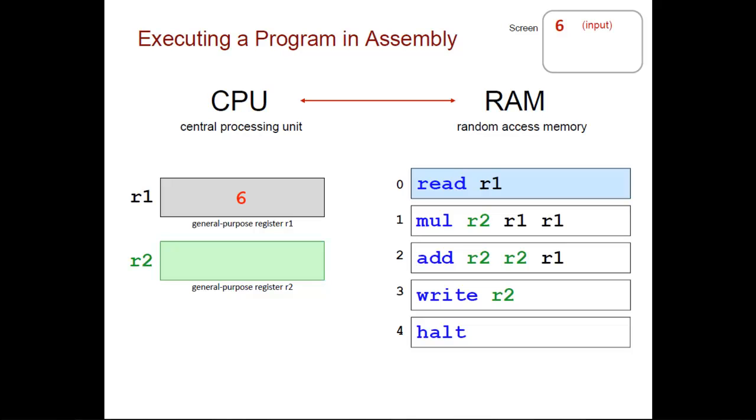Next, we have a mul instruction, and this is equivalent to this Python instruction. So in this case, 6 is going to get multiplied by 6 to get 36, and then that 36 will get stored in register R2. Next, we have this instruction. We're saying take what's in R2, add it to what's in R1, and store the result back into R2. Next, we take what's in R2 and write it to the screen. And then finally, we come to this halt instruction, which stops the program.